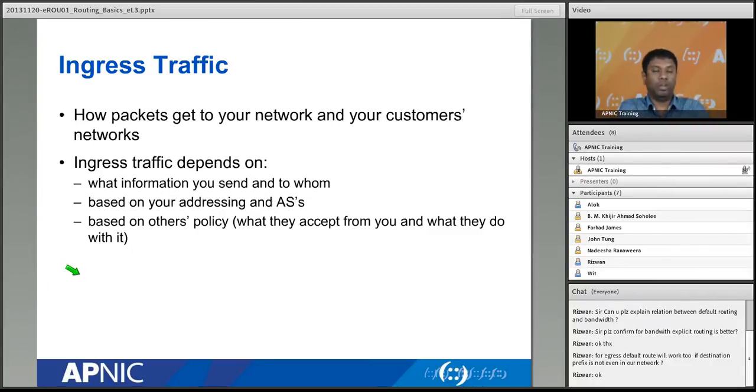So yeah, to ensure the ingress traffic, meaning traffic coming from outside into your network, you need to make your route available for the outside network. So it's the other way, right? You have to advertise your route first, then traffic can come inside your network.